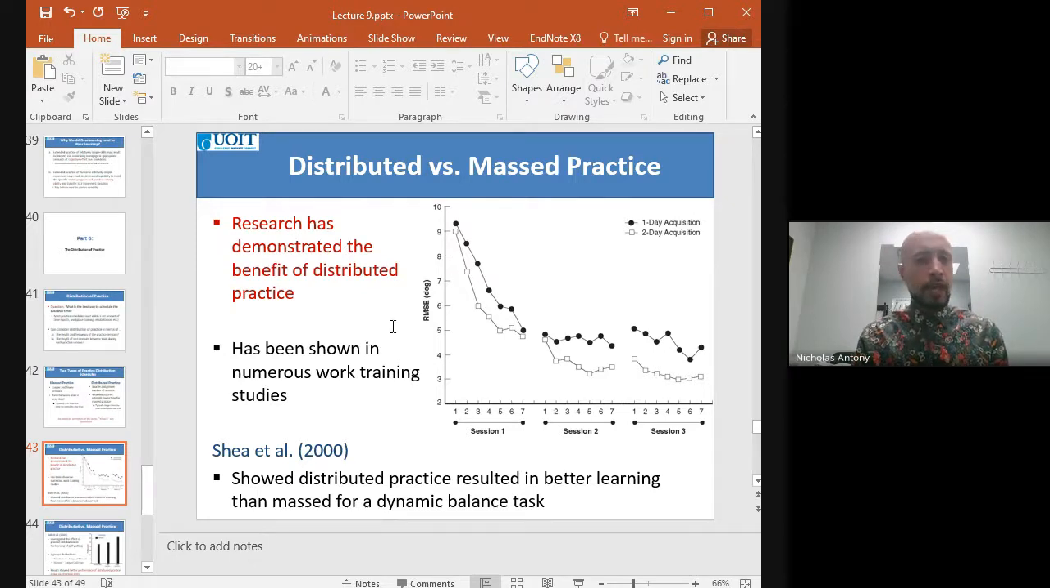So in this case here, this was the balance test, the stabilimeter from the overlearning study. They did that same board, and then they looked at the difference between distributed versus mass practice. So 1 day acquisition versus 2 day acquisition. And then the 2 day acquisition showed better performance in a transfer test.